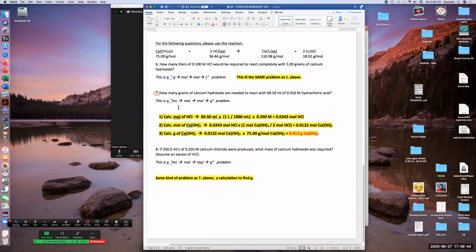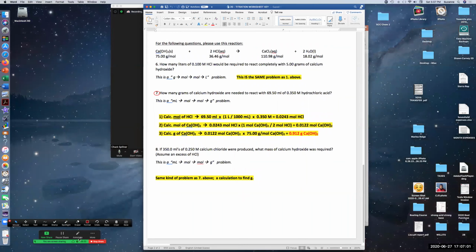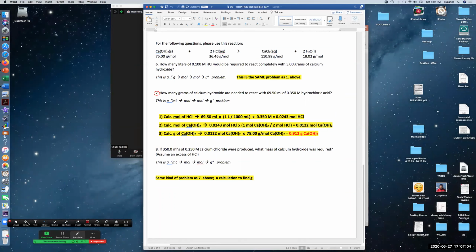So problem 7, let's look at that one. I said this is a mil to mol to mol to gram problem. It says how many grams of calcium hydroxide, so that's why the endpoint is grams. How many grams of calcium hydroxide are needed to react with 69.9 mils of 0.350 molar hydrochloric acid? The reaction referenced is up here.